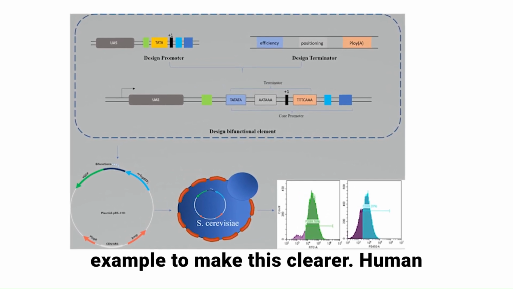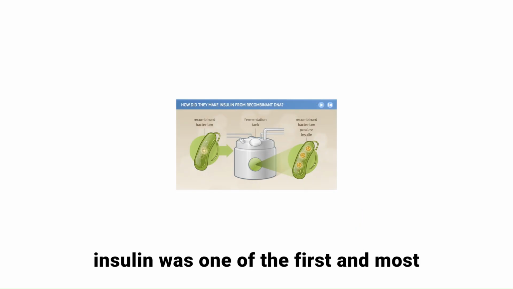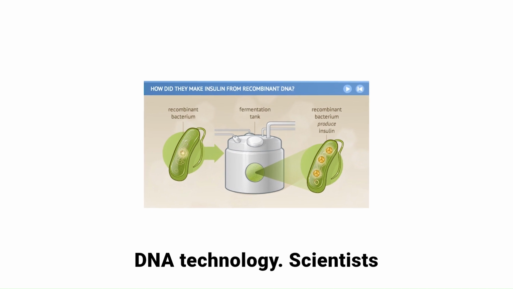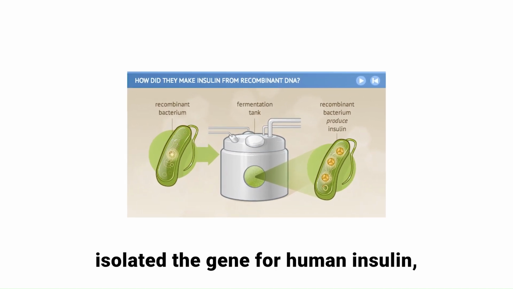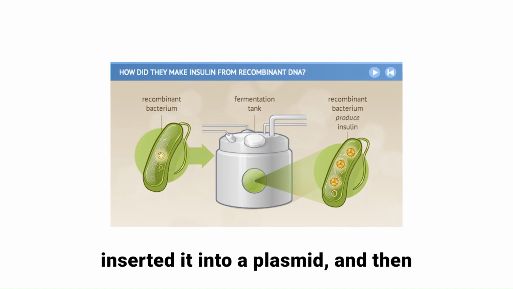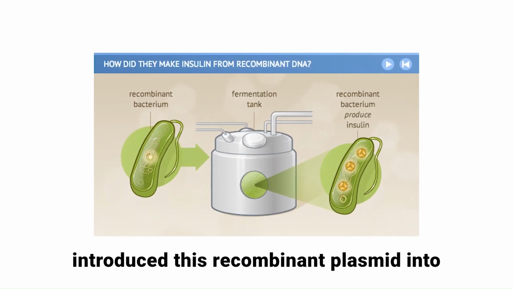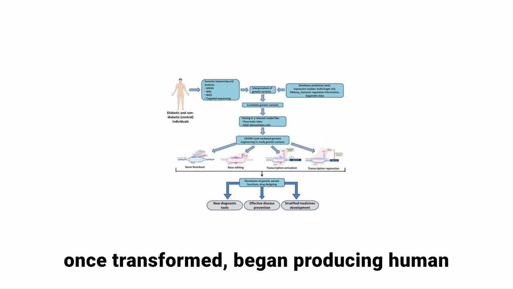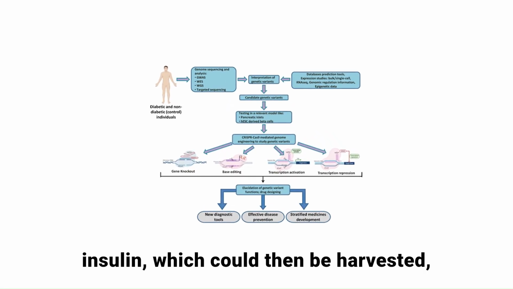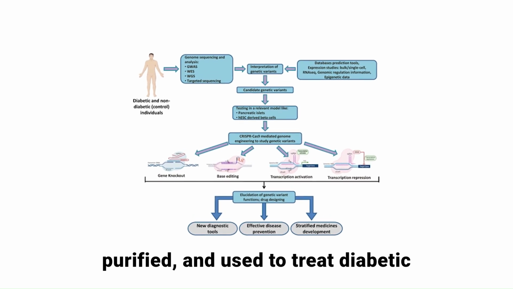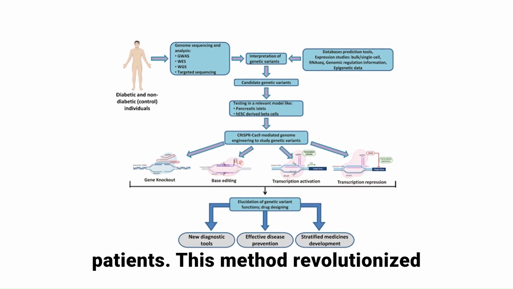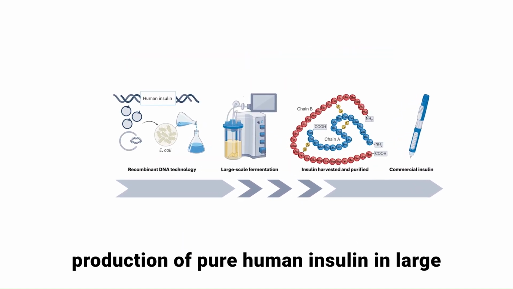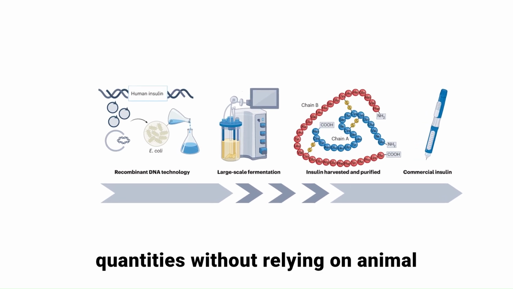Let's take an example to make this clearer. Human insulin was one of the first and most famous products made using recombinant DNA technology. Scientists isolated the gene for human insulin, inserted it into a plasmid, and then introduced this recombinant plasmid into bacteria. These bacteria, once transformed, began producing human insulin, which could then be harvested, purified, and used to treat diabetic patients. This method revolutionized medicine because it allowed the production of pure human insulin in large quantities, without relying on animal sources.